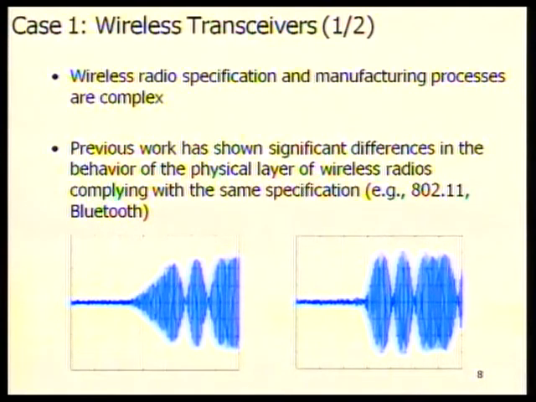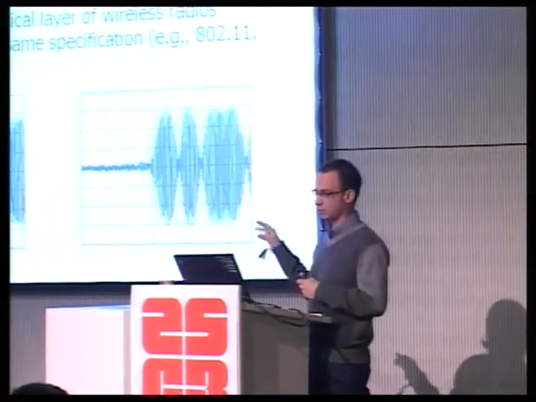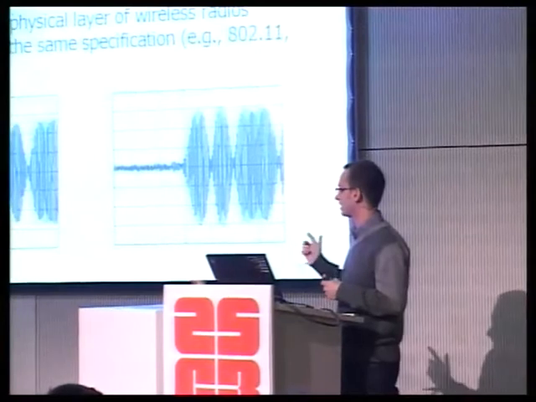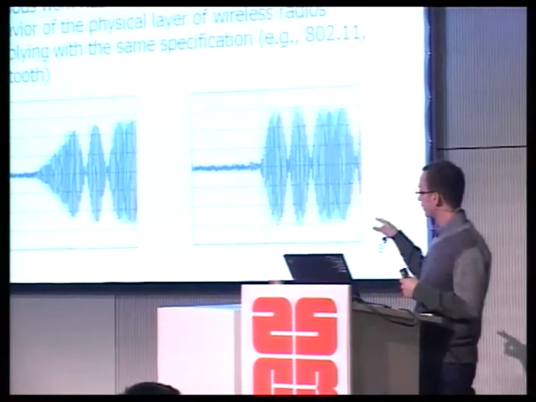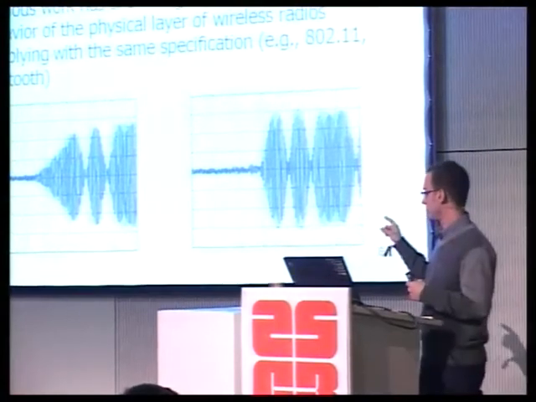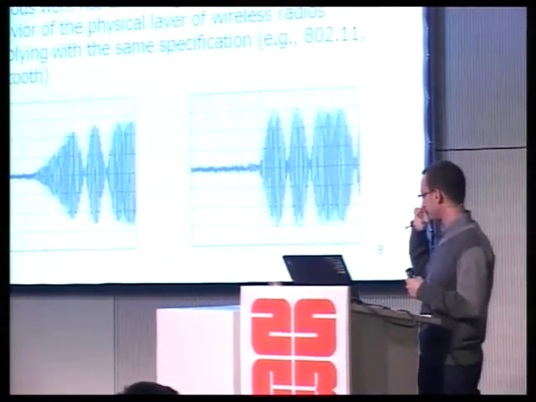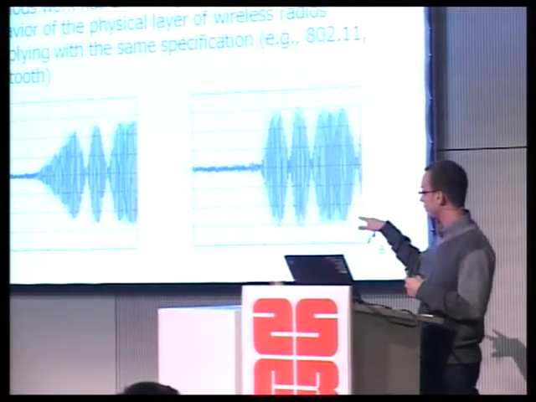Wireless radio specification and manufacturing processes are quite complex nowadays. And previous work has shown significant differences in the behavior of the physical layer, even within the same specification, from different devices. Here, the pictures on the right and on the left are two different wireless cards which support the 802.11 standard. And you could see that even if they implement the same specification with the same delays and timings, you could see the difference.